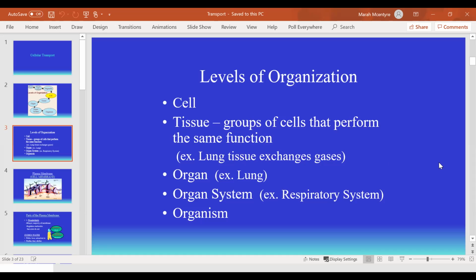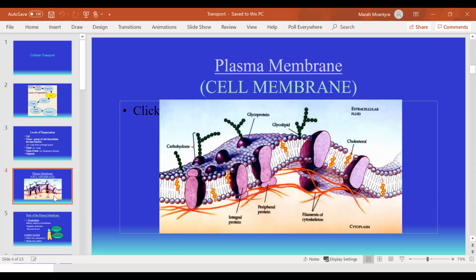And then you put organs together and you get an organ system. And so our lung would fit into our respiratory system. And then you put all of the organ systems together and you get your organism. So you as a whole are an organism made up of organ systems, which are made up of organs, which are made up of tissues, which are made up of cells. And cells are our basic unit that we have talked about. So that is the smallest that we will go. We start with cell, that's the most simple, and then we get to the most complex down here with organism.